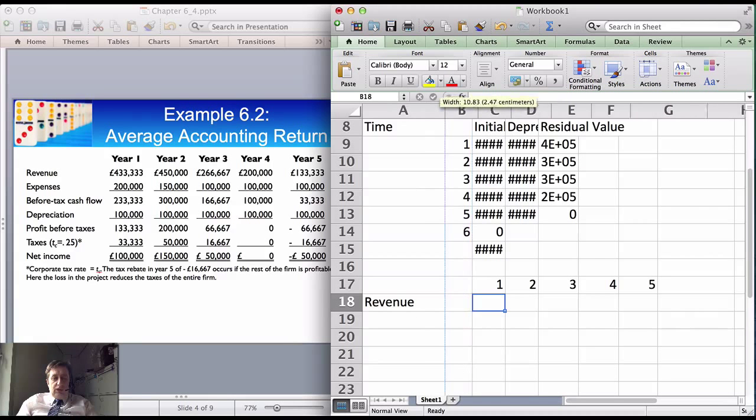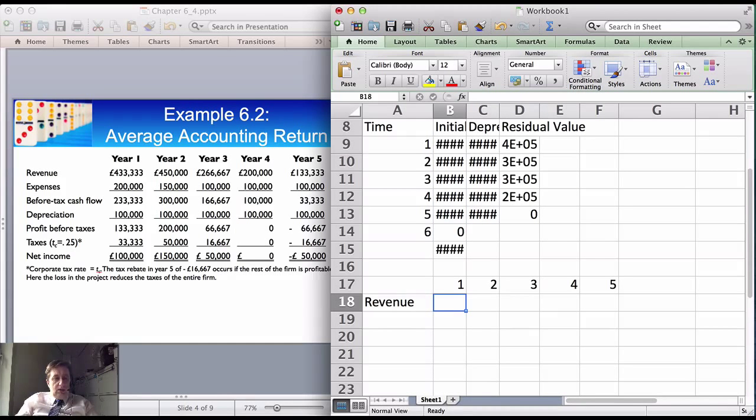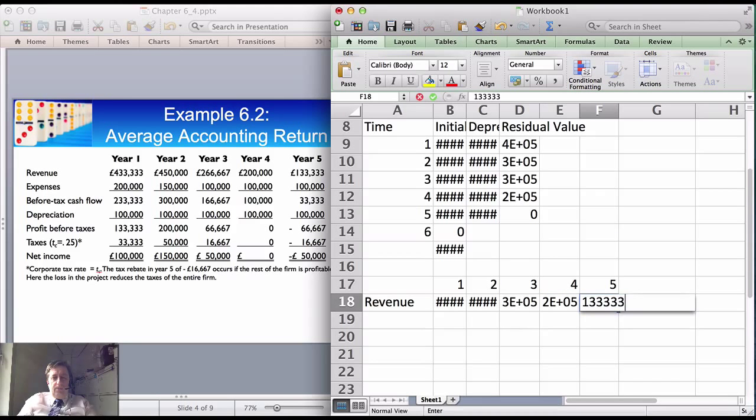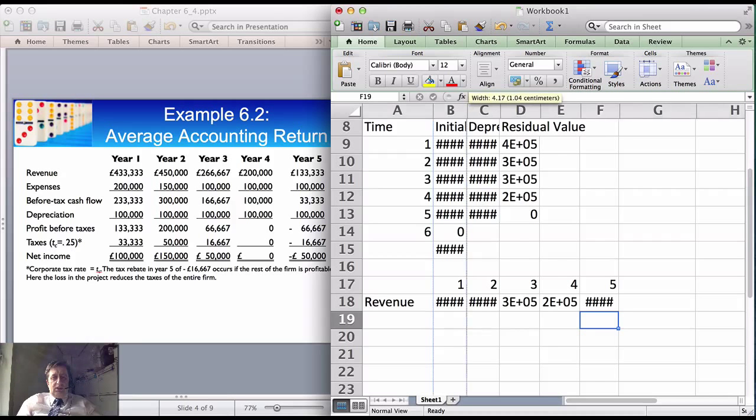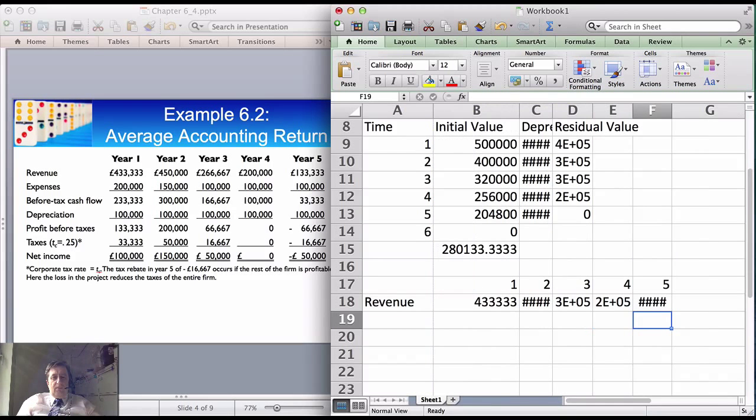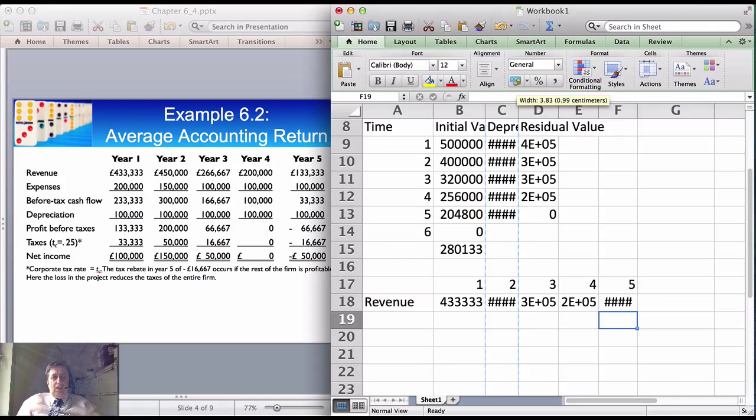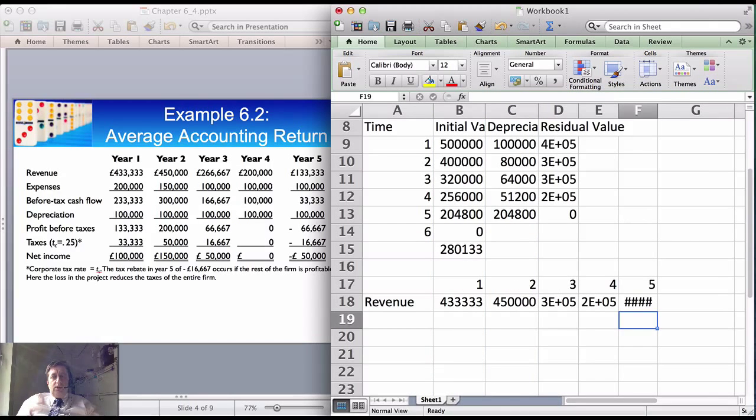So the revenue in this particular case is 433,333, 450,000, 266,667, 200,000, and 133,333. Okay, so let's just make this a wee bit bigger. What's it going to do? Okay, so bear with me on this.